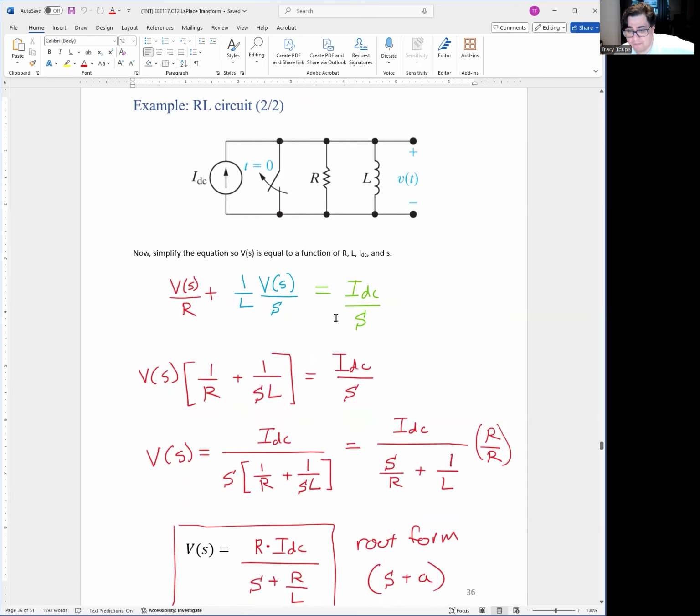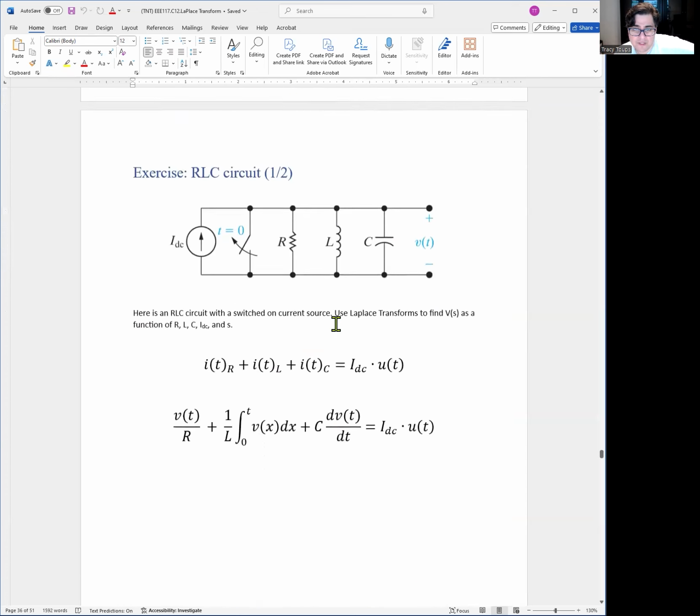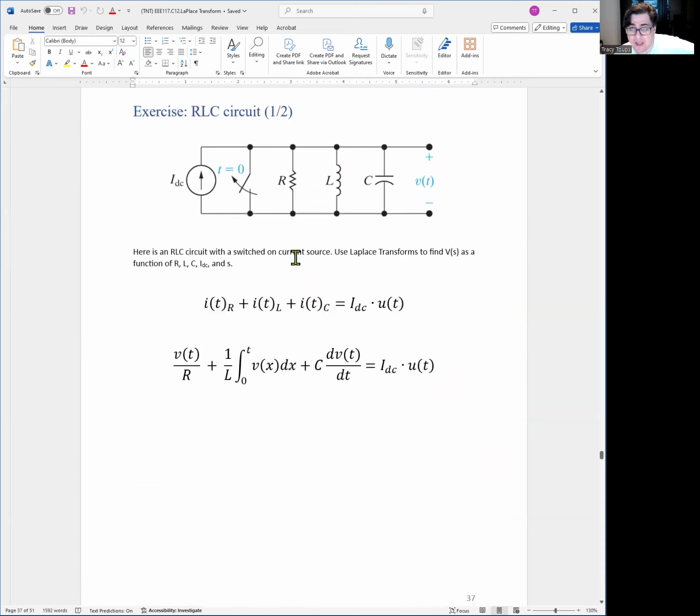Okay. Now, this is where we take our exercise. And we're going to do an RLC circuit. So it's the same circuit except a new capacitor here. So I'll tell you right now, the capacitor kind of makes it a lot more complicated. Here, the switch turns on. I want you to find a voltage, V of t, except just find V of s in the frequency domain.